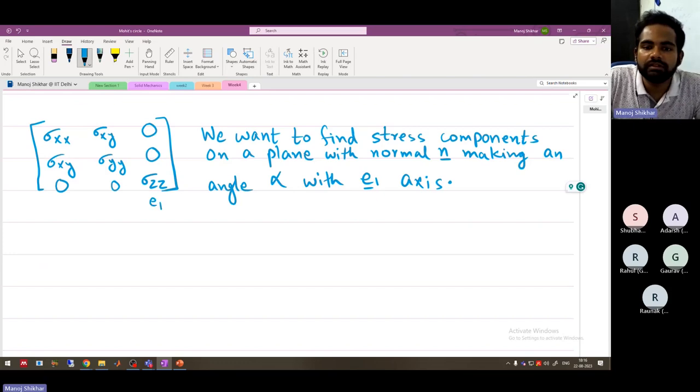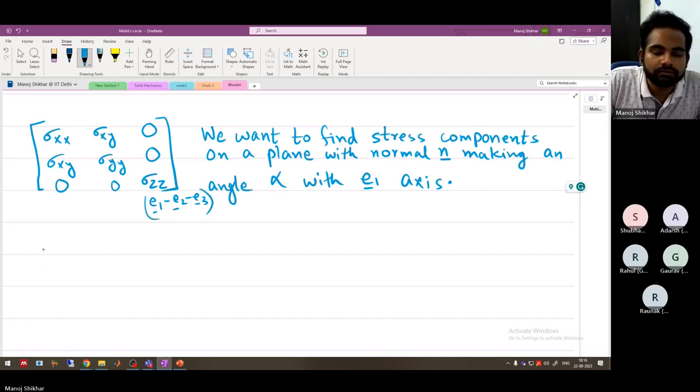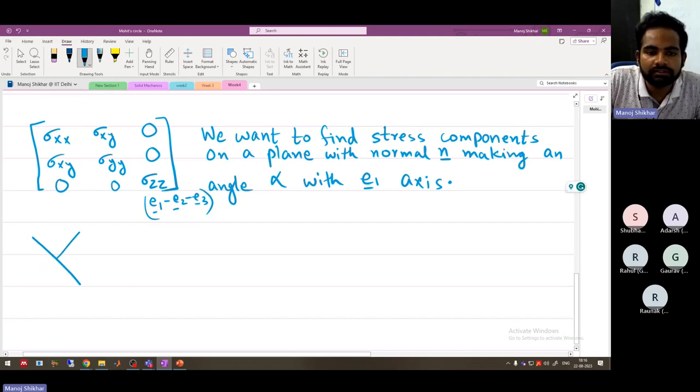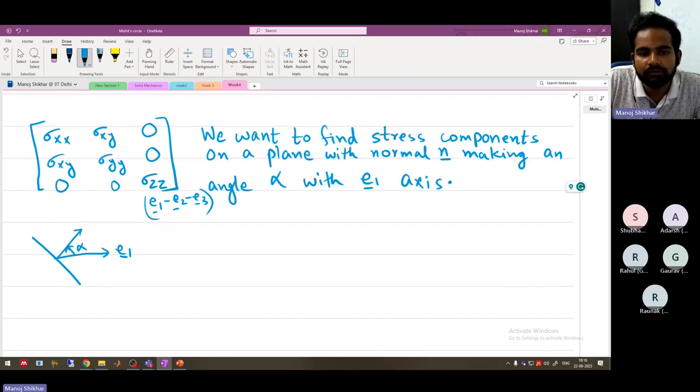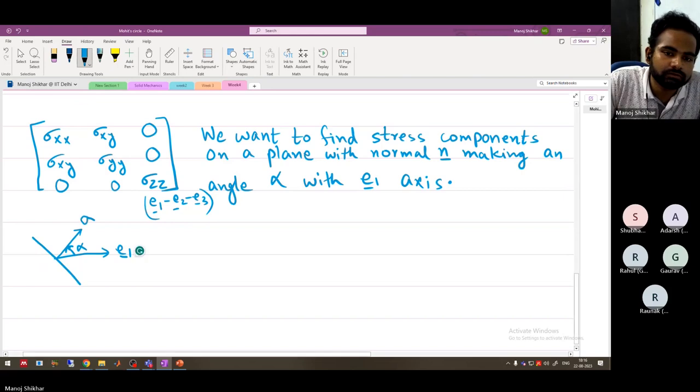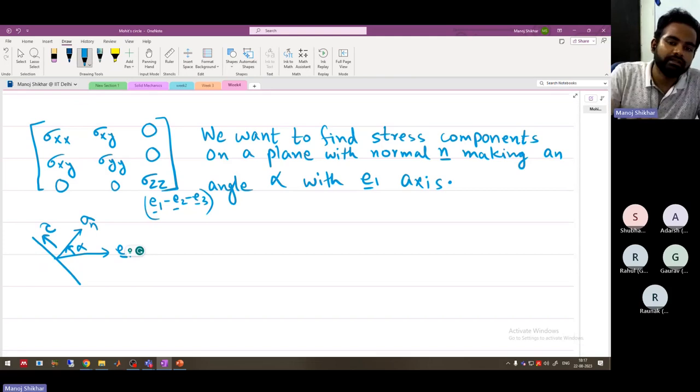So this is what is written in E1, E2, E3 coordinates. So we have a plane, its normal is like this, and this is E1 axis, let's say. So this is the angle alpha. And we want to find what is the sigma n here. And by convention, tau will be in the 90-degree counterclockwise. So this will be tau. Okay, so we want to find sigma n and tau.